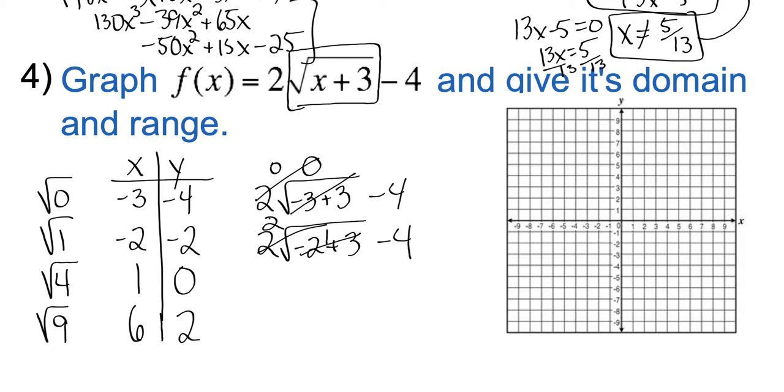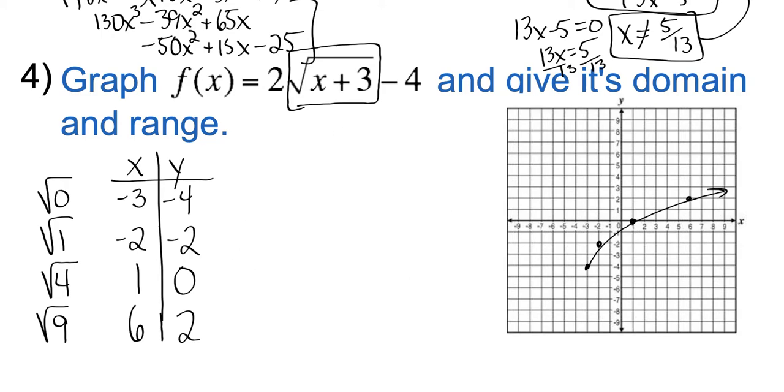All right, then you go ahead and graph those. So we have -3, -4. That's that coordinate, -2, -2, right there. 1, 0, right there. 6, 2, right there. And then we just connect the dots. Remember, there's not going to be anything down here, because if I had numbers from this area, then I would have a negative underneath my radical, which is undefined.